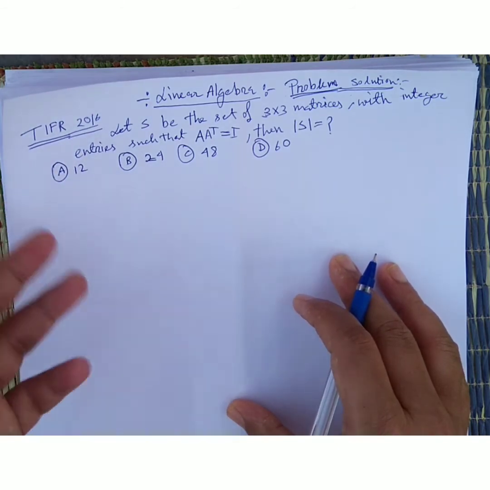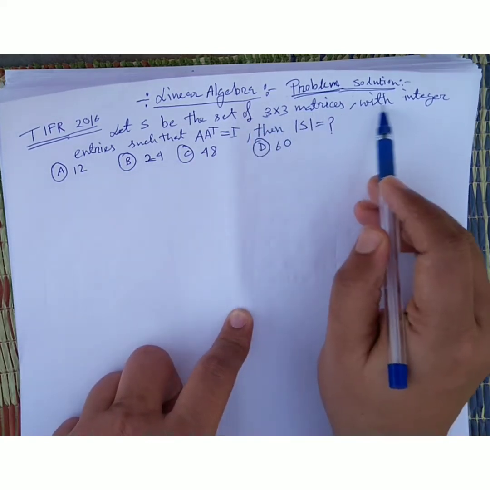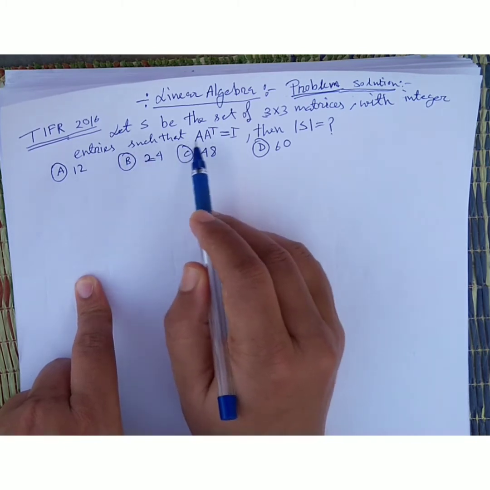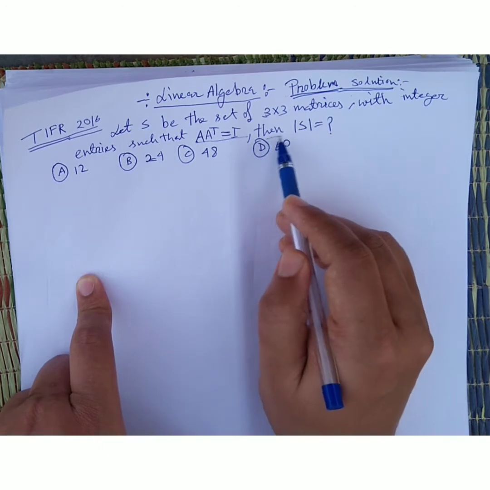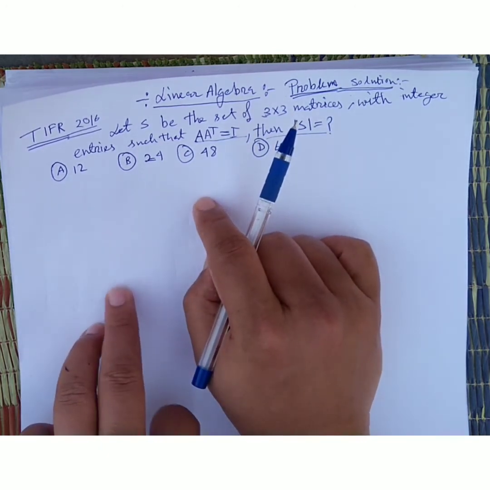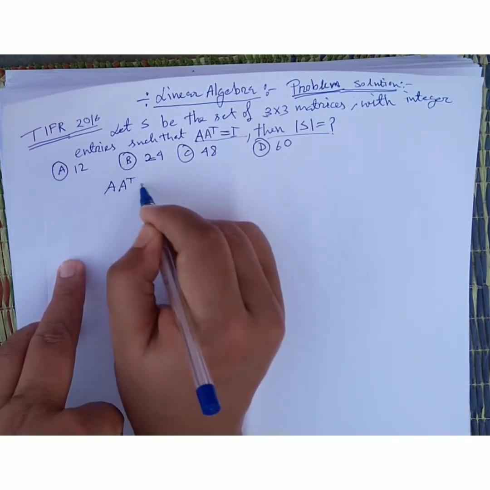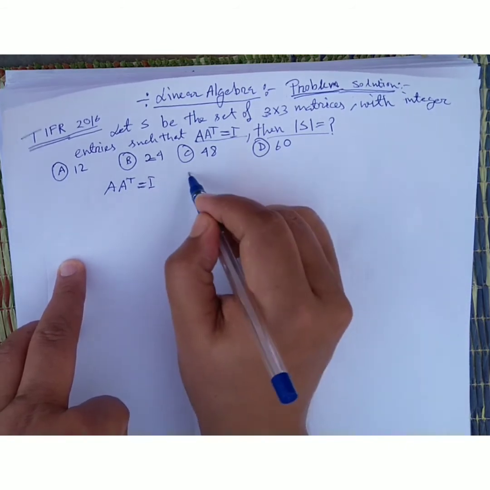So listen, let S be the set of 3 cross 3 matrices with integer entries such that A A^T is equal to I. Then the order of S is equal to what? So friends, here A A^T is equal to I.